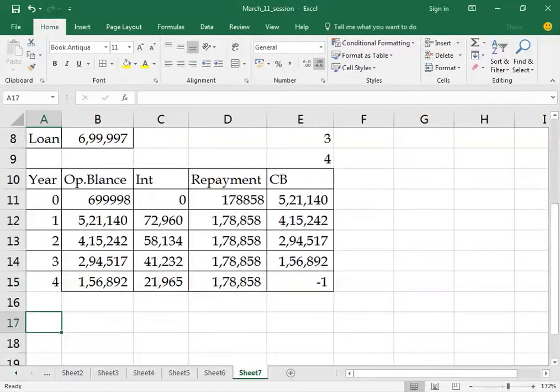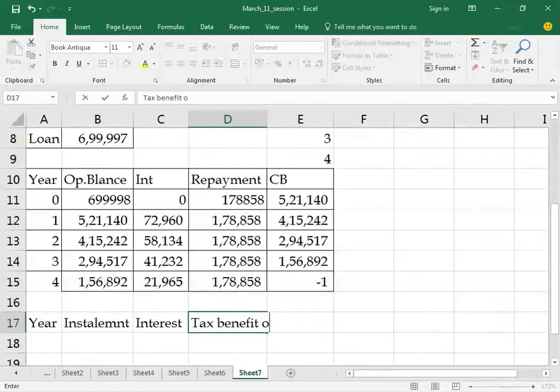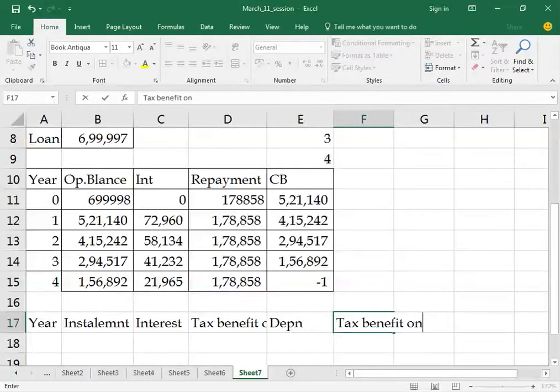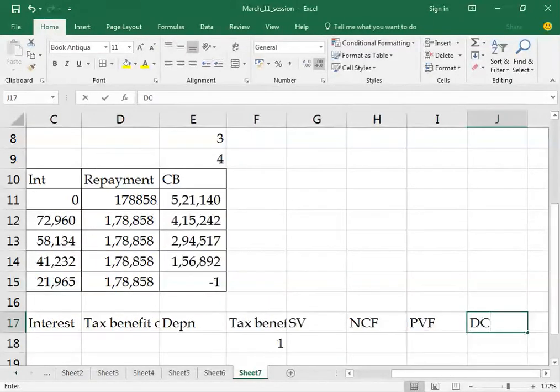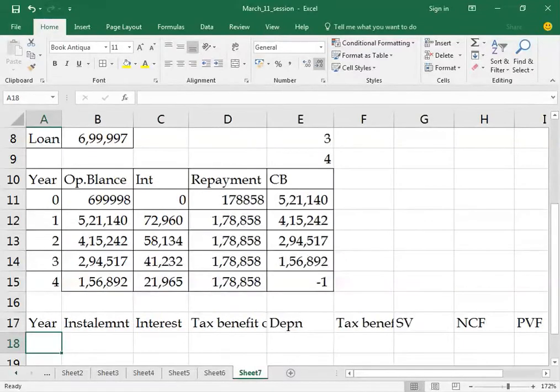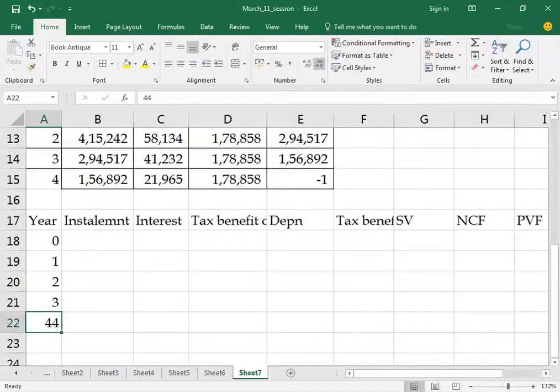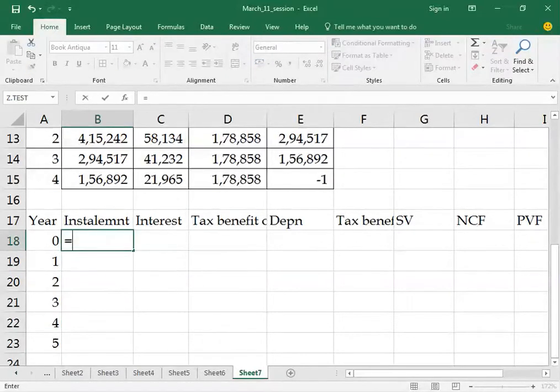Clear? After this, what you do is year, installment, interest, tax benefit on interest, depreciation, tax benefit on depreciation, salvage value, net cash flow, PVF, DCF. Exactly the same as what I've done in the last question. I'm going to do the same thing, but it will start with year 0. 1, 2, 3, 4, 5. Installment is paid in advance.